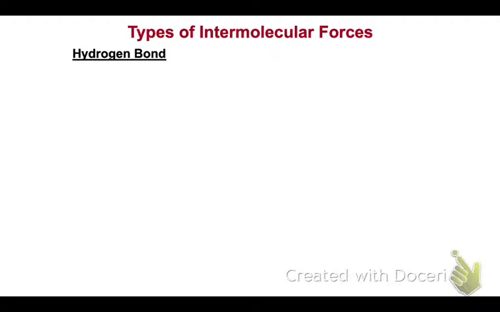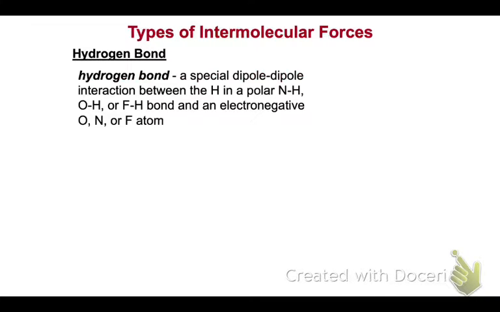Okay. Then there is a special type of dipole-dipole that we call hydrogen bond. Hydrogen bond is not a new intermolecular force, it's just a special dipole-dipole interaction, and it will exist only when I have a hydrogen atom in a polar bond. So I have to have a hydrogen, and this hydrogen has to be bonded to either nitrogen, oxygen, or a fluorine. And it will have a hydrogen bond with another nitrogen, oxygen, or a fluorine.